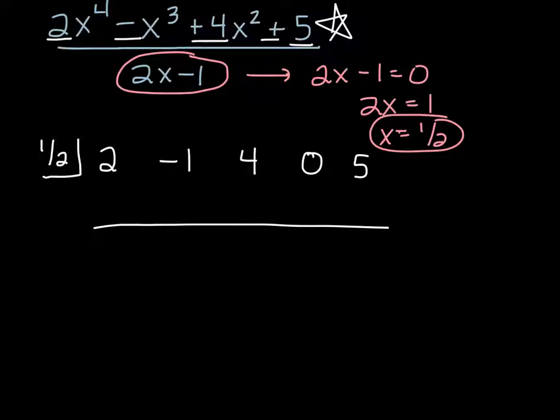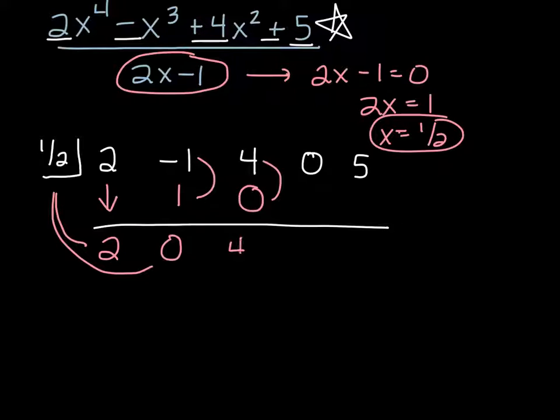Draw my line, okay? Don't let the 1/2 intimidate you. It'll work just like everything else will. So I drop down the 2. I get a 2. I'm going to do 1/2 times 2, which is 1, and that goes there. And then I'm adding up and down here. -1 plus 1 is 0. That's okay, you can get zeros. 1/2 times 0 is 0. So then 4 plus 0 is 4.